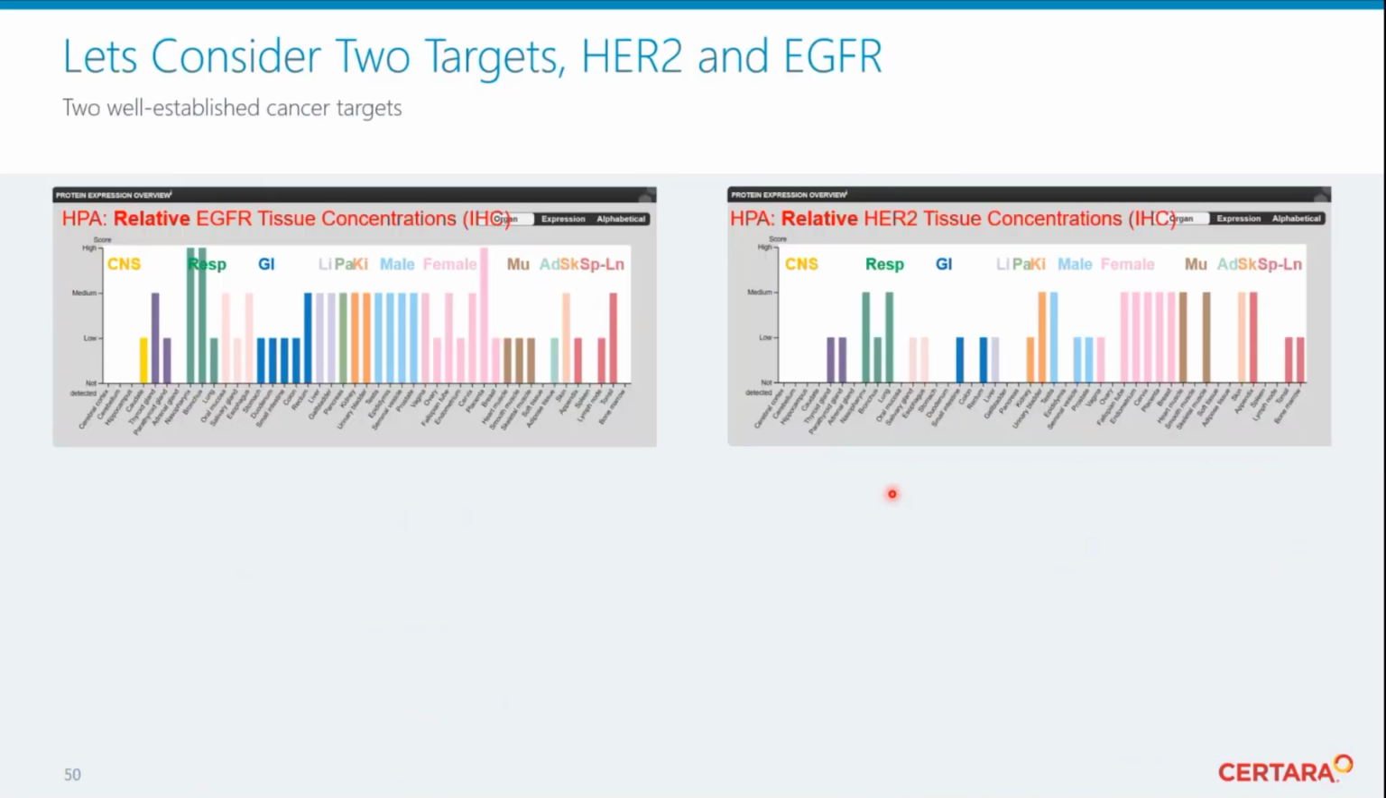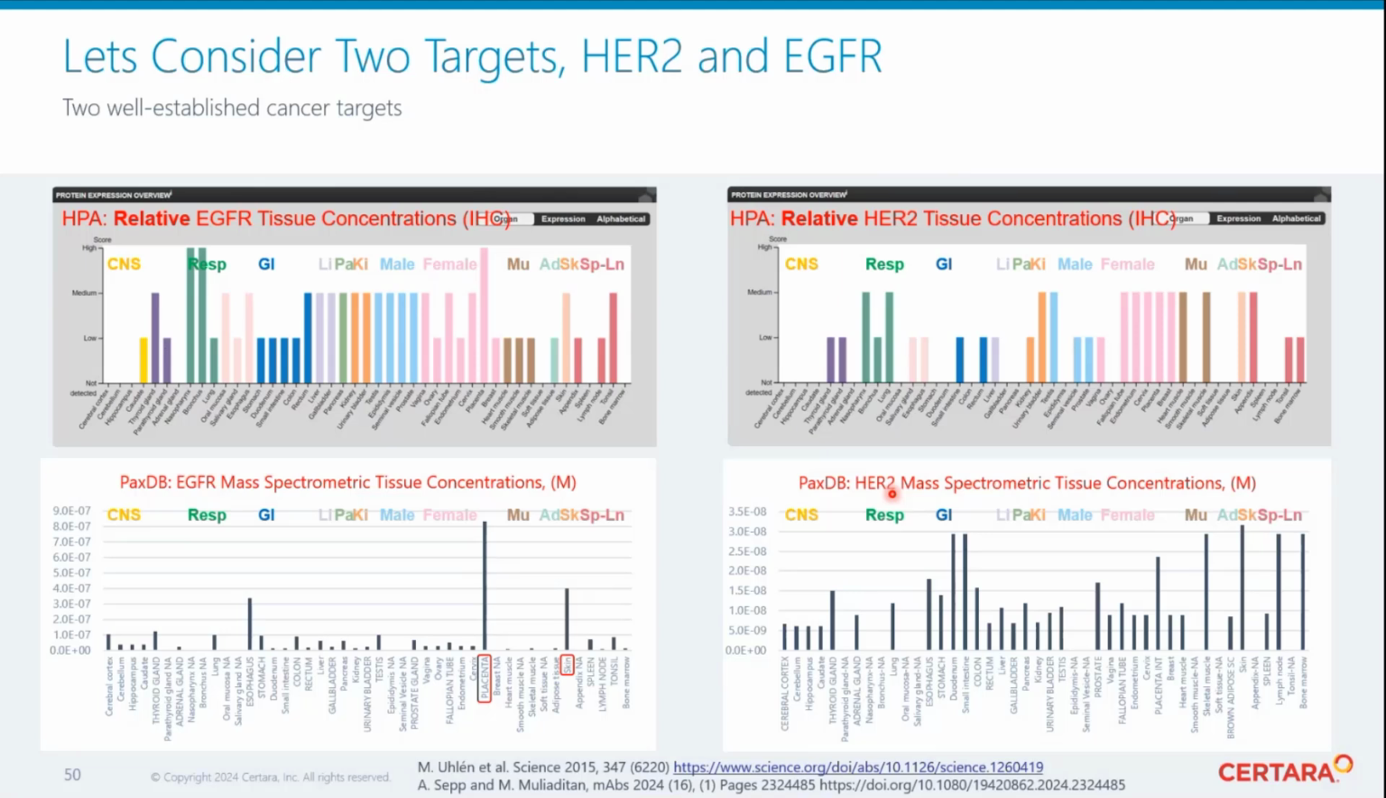So where are we then? If we model and compare two popular tumor targets like HER2 and EGFR, you can figure out the tissue concentrations. Where does the antibody dose go?